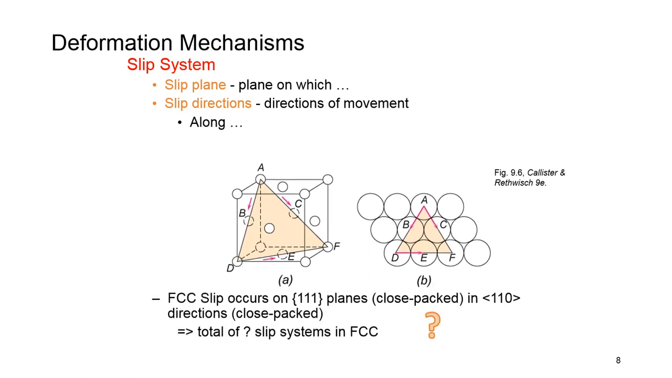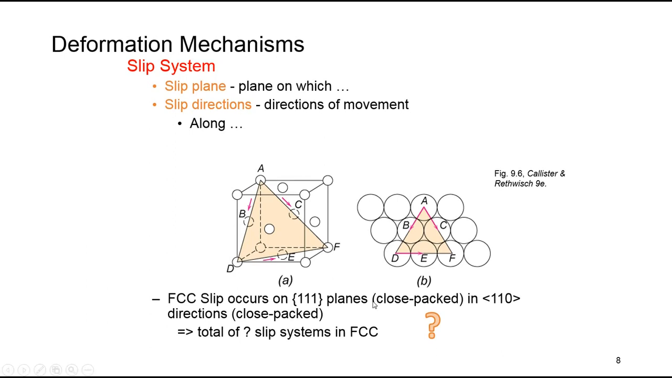As an example, in the FCC crystal structure, slip occurs on {111} planes. Of course, {111} planes are the slip planes. They have the highest planar density, and in each plane slip happens along a line or direction that has the highest linear density. For this plane, this happens along this direction, which is <110>, and the same for the others. So based on this picture, the total number of slip planes or slip systems in FCC can be found.